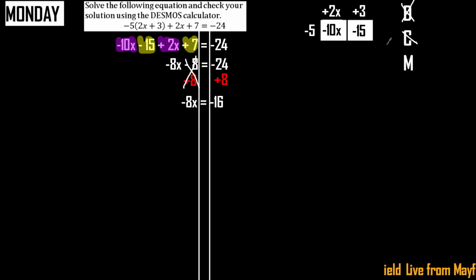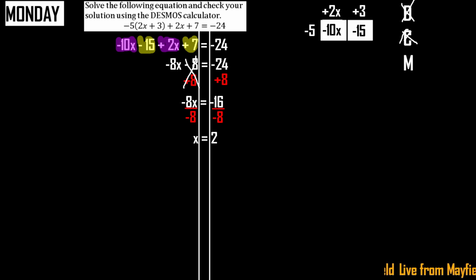All right, so the combine like terms step is done. You can cross that out. Always divide by that coefficient. So since our coefficient is negative 8, that's what we're going to divide both sides by. And we should end up with x equals 2.